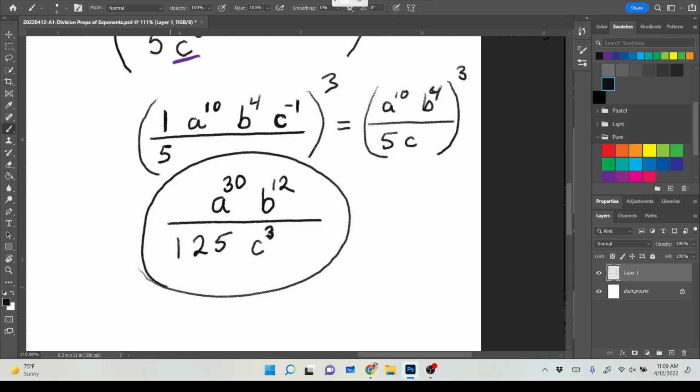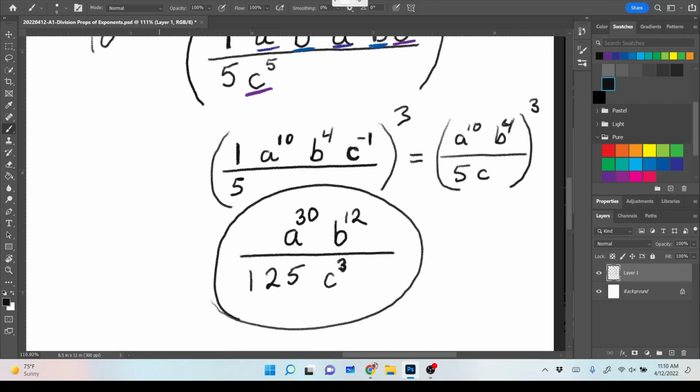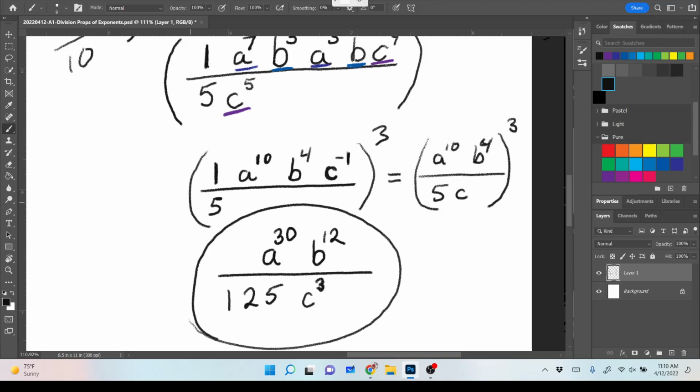Are you? No. I still don't understand where you got the 1 and the 5 in the beginning. We reduced the 2 over 10 to become 1/5, because it's just a fraction. Great question. And then how did we get rid of the 1 and 5 in the end? We didn't. The 1 doesn't matter, right? The 5 is on the bottom, and then we cubed the 5 and turned it into 125.